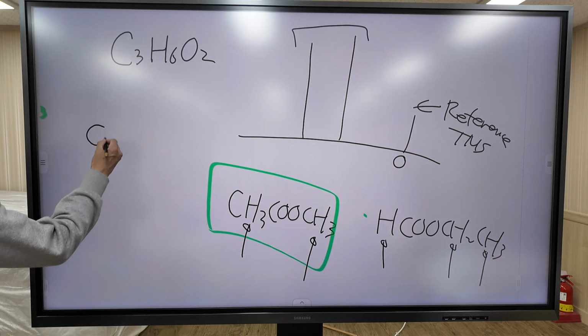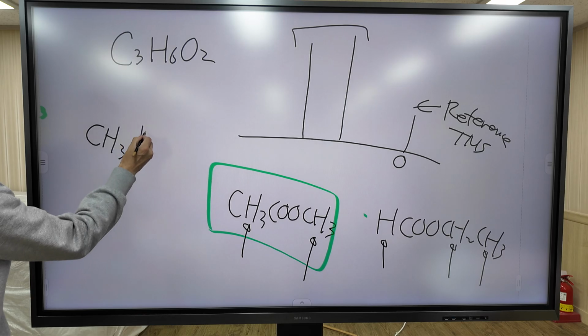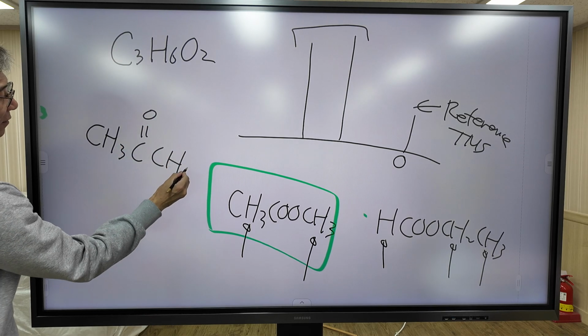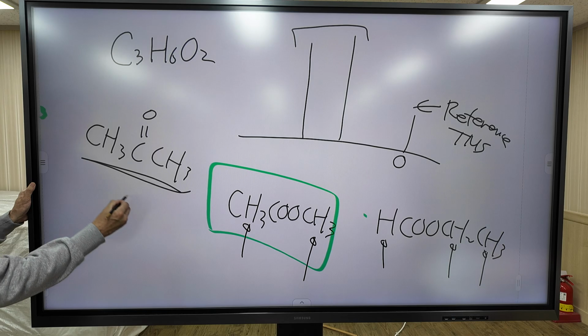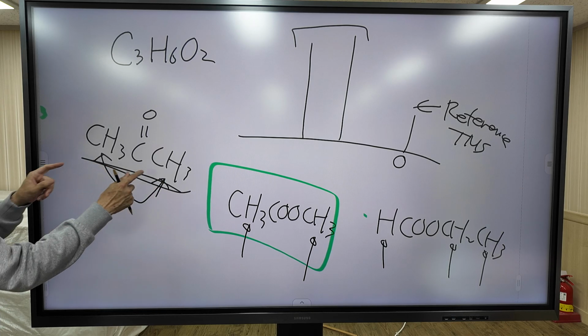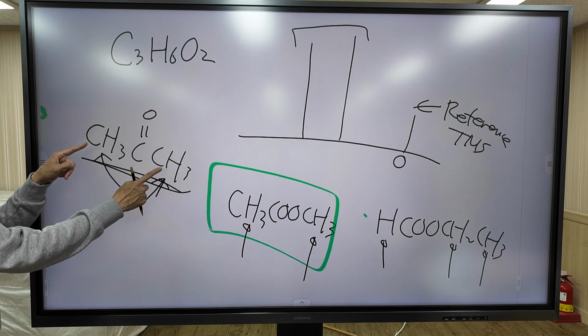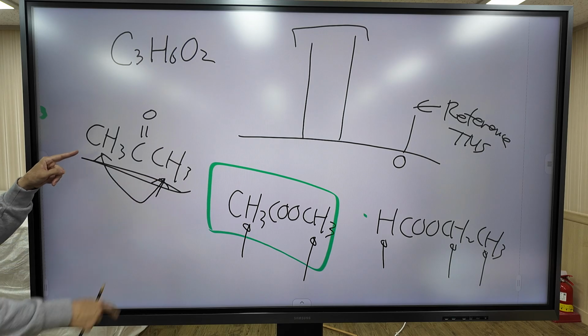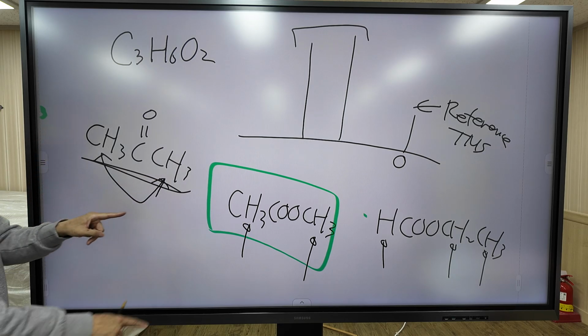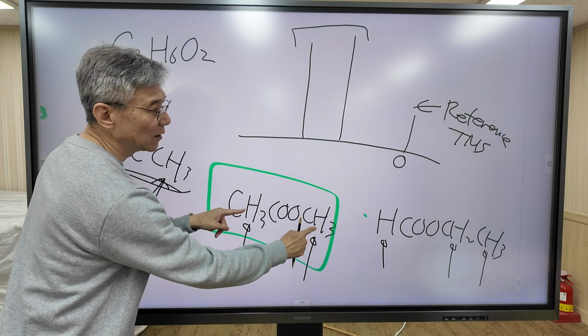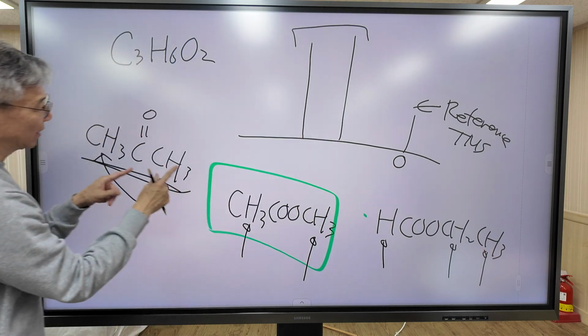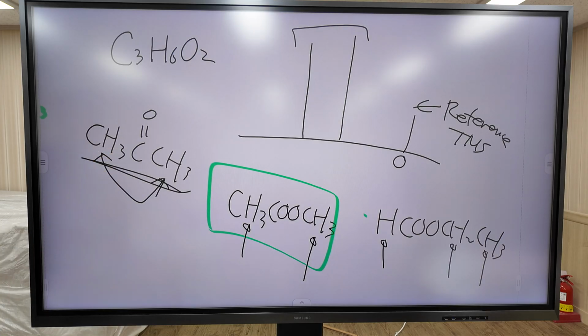What happens if we measure this compound? How many peaks appear in this compound? In this compound, only one peak appears. Why? These two protons are equivalent. Same proton, same environment. So you obtain only one peak, right? But in the other compound, these protons are in a different environment from this one, so two peaks appear. But in this case, only one peak appears.